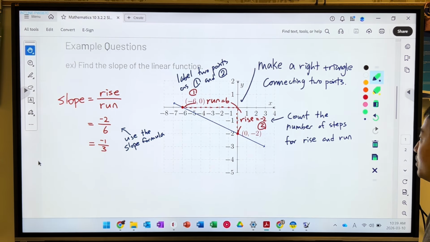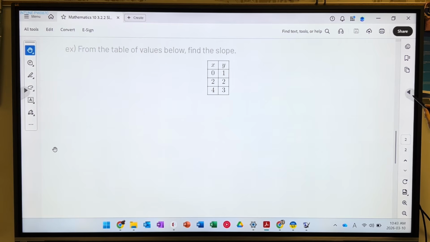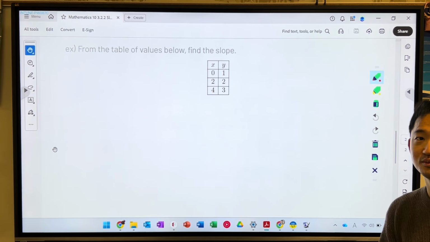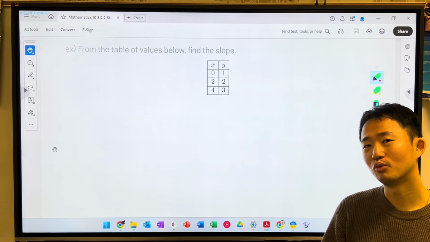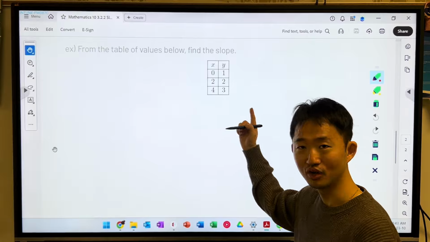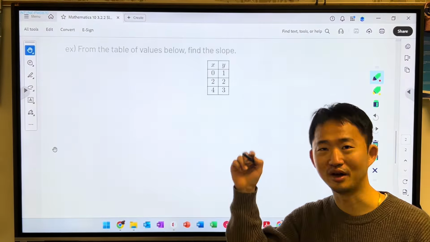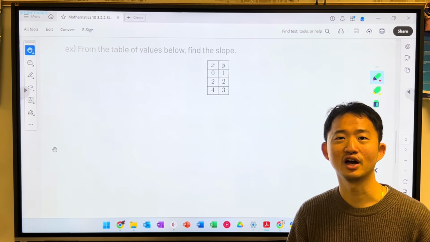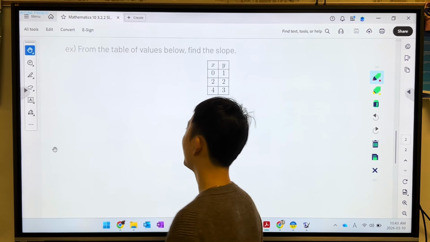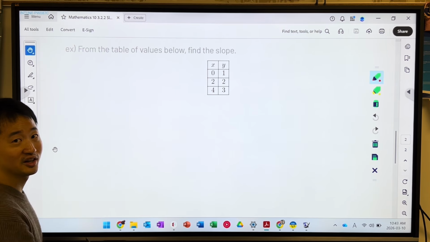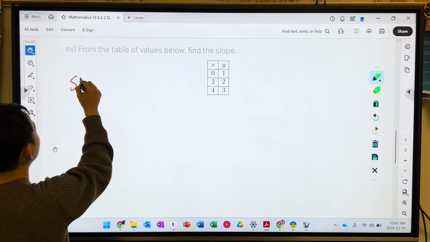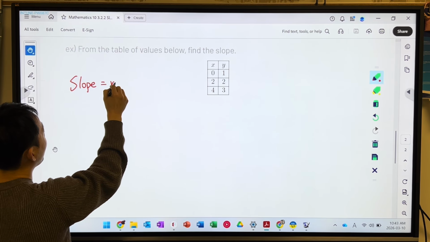Let's try another example question. From the table of values below, find the slope. In this case, we don't have the graph. Well, one thing that we could do is plot the points on the graph and put a line through them, and then we can do the rise over run. But let's just try another method. For the slope, we have an additional formula that we can use. Slope is usually represented with the letter m.